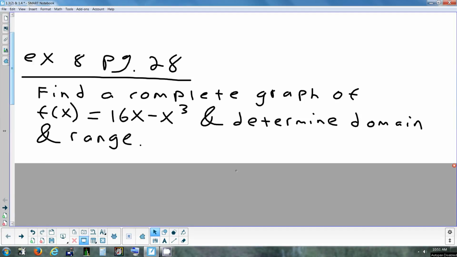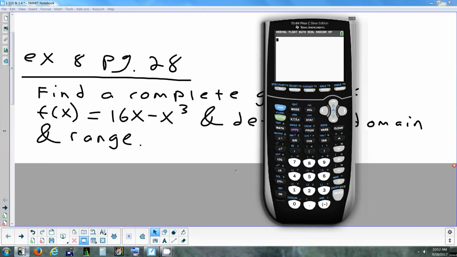All right, so it says find a complete graph of 16x minus x cubed. Does anybody remember what I said based on the highest exponent, how you can use that number to figure out how many times your graph could turn? Oh, yeah, twice. It's always one less than the highest exponent. Doesn't mean it has to turn twice, but it could turn up to 2 times. So when I graph it, I'm going to keep that in mind.